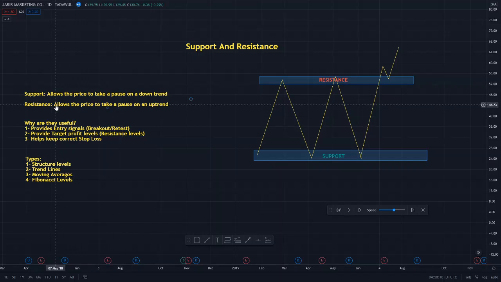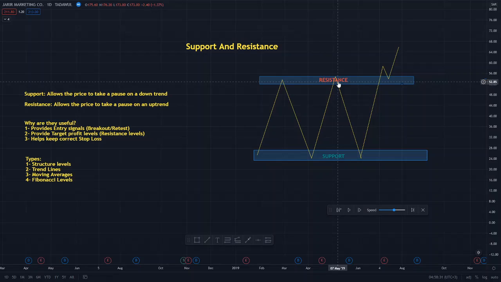A support level allows the price to take a pause on a downtrend. So what that means is, whenever the price is coming down on a downtrend, it will be at the support level where the price will either accumulate or take a sharp bounce up. Similarly, a resistance level allows the price to take a pause on an uptrend.